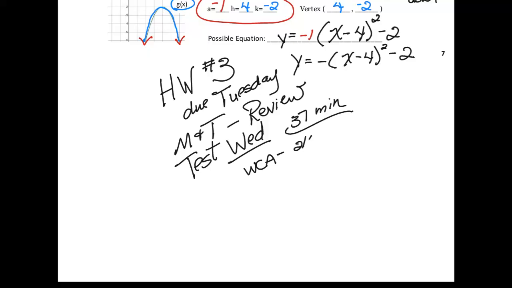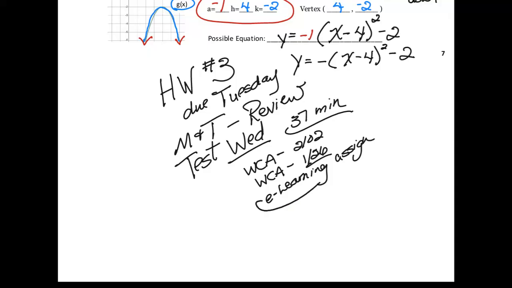Also, we have weekly Canvas activity. That's for the week of 2/2. Weekly Canvas activity. Today is the absolute last day to get it done for the week of 1/26. Finally, we also had an e-learning assignment. I am not sure when that deadline is, but if you haven't done it, please do it.